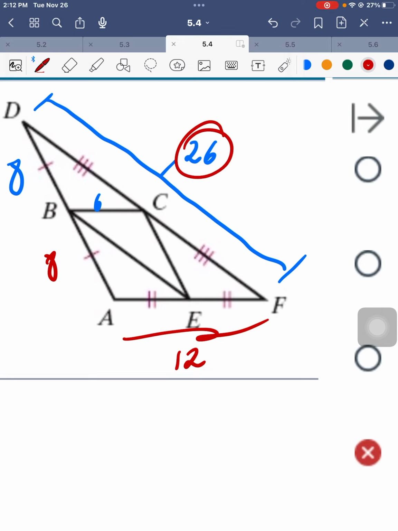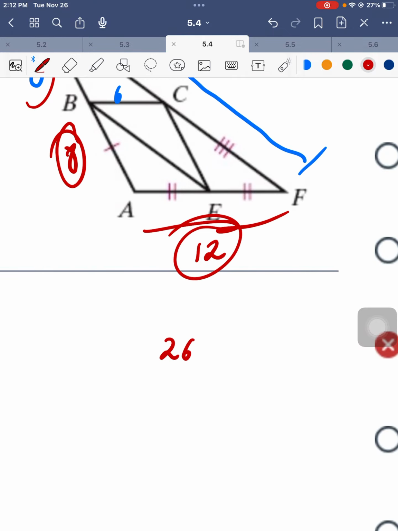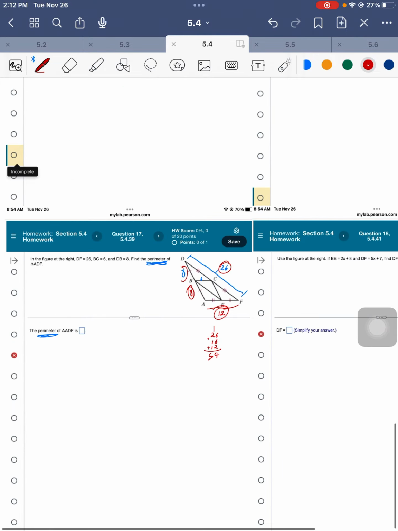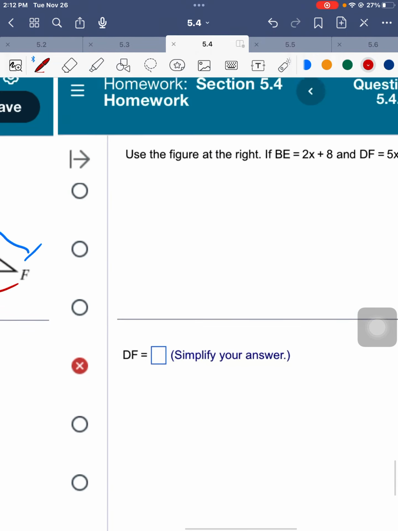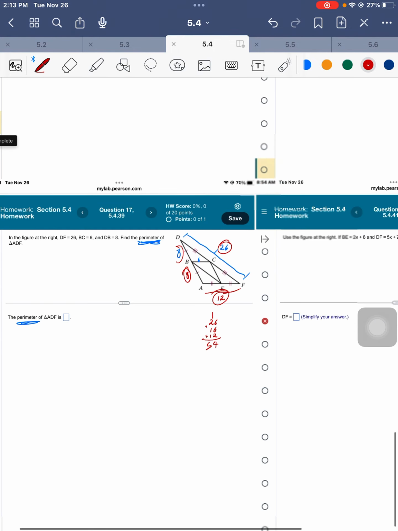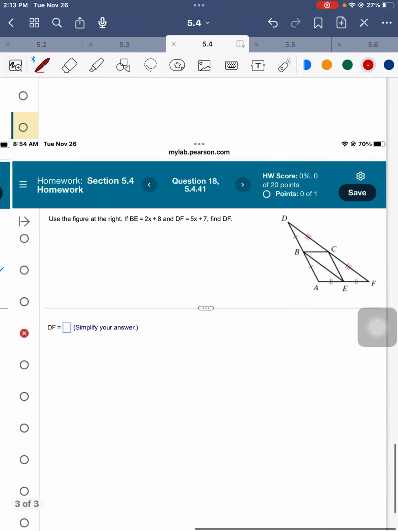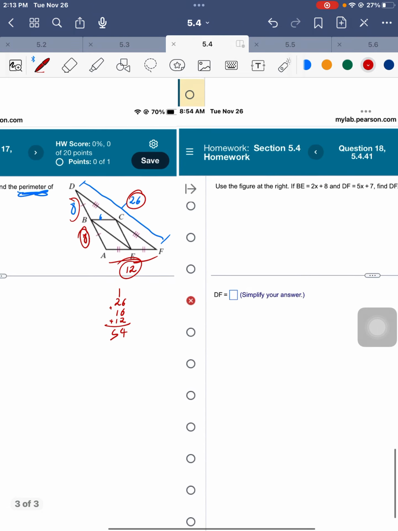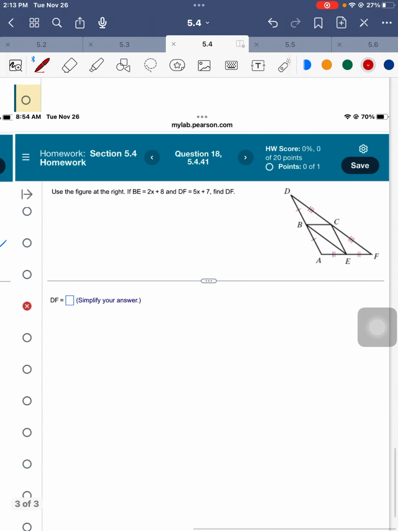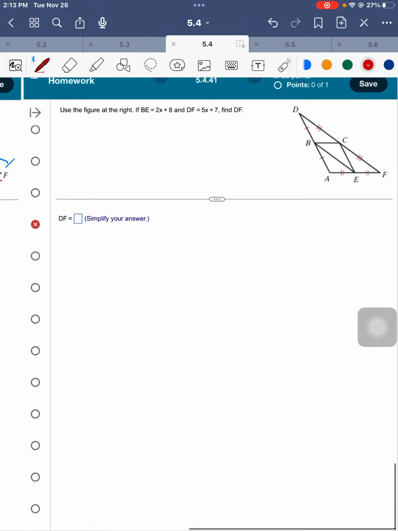So it's 26 plus 8 plus 8 plus 12. Wow, okay. 26 plus 16 plus 12, 54. So your answer would be 54. I hope that's right. Pretty sure that's right. Well, the steps are definitely right. I just don't know about the final answer. I'm pretty sure it's 54. So if it's wrong with the calculator, just comment on the video and you guys can roast me. You guys can make fun of me. It's okay.